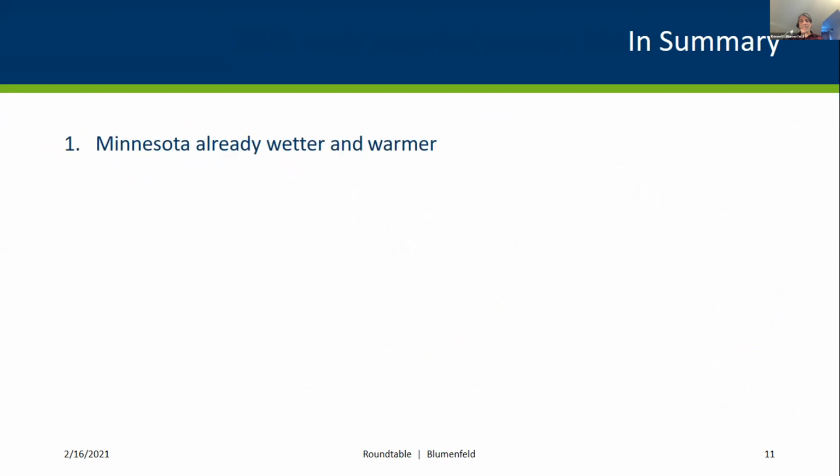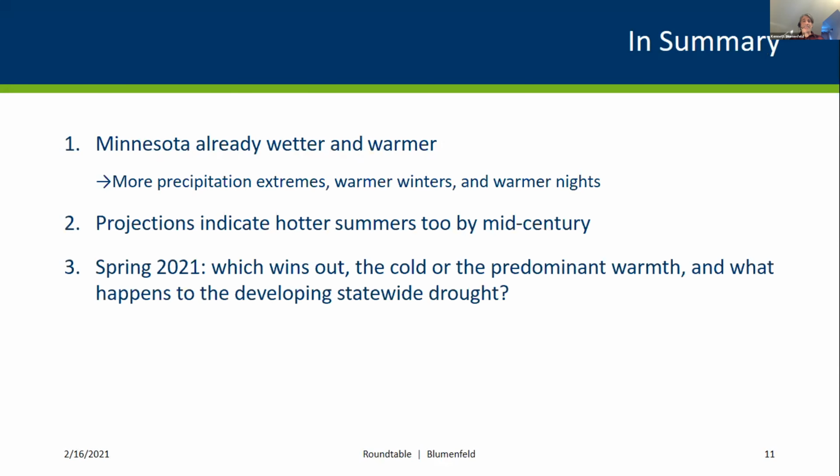So to summarize, we're already wetter and warmer. We've had more precipitation extremes and warmer winters and warmer nights. The projections indicate that all that will continue, plus we might get hotter summers by mid-century. And what we're watching is what we just discussed: will the cold and eventually snowy conditions predominate, or are we going to flip back to the mild and dry conditions that have dominated? And that's it for me. Thank you.